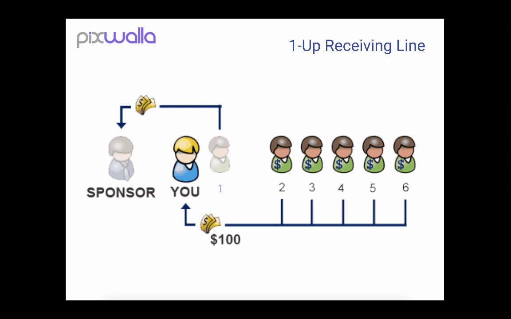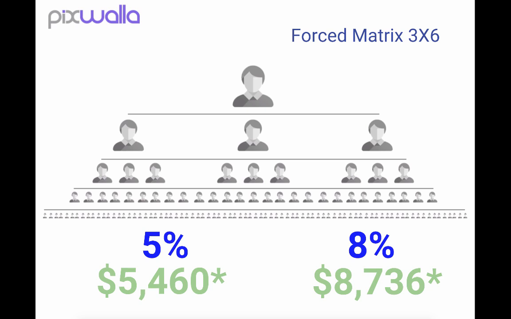All right. So you guys, that's the one-up comp plan. That's the first part of how you earn income with Pixwalla. So let's get into some other exciting ways that we're going to make income with this. We have decided to put together a 3x6 forced matrix. So what does that mean? This is how this looks. You are at the very top there, and the people on your team start piling in below you. Whether you put them in or whether somebody above you put them in, it doesn't matter. They're going down below you into the matrix.